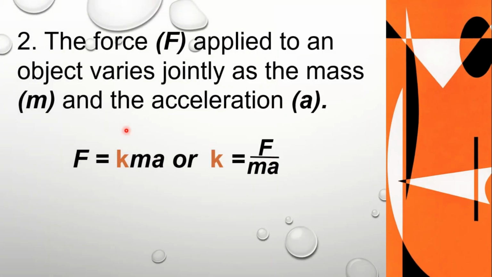2. The force applied to an object varies jointly as the mass and the acceleration. The three quantities here are F for the force, M for the mass, and the last is A for the acceleration. So we write F is equal to K times M times A, or K is equal to F over M times A.